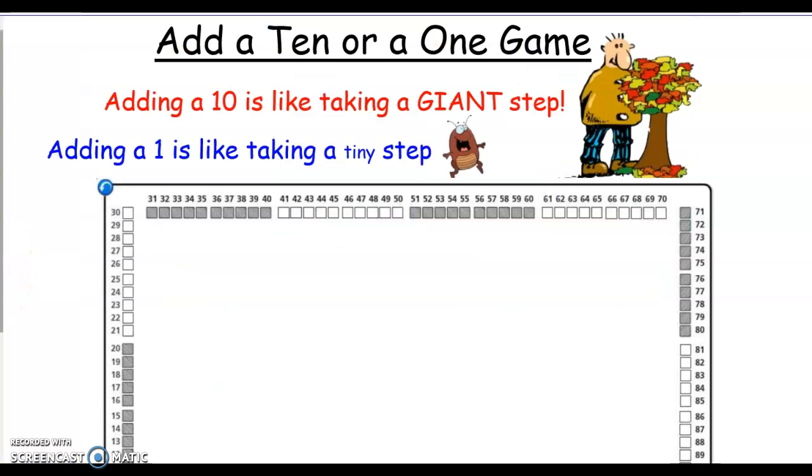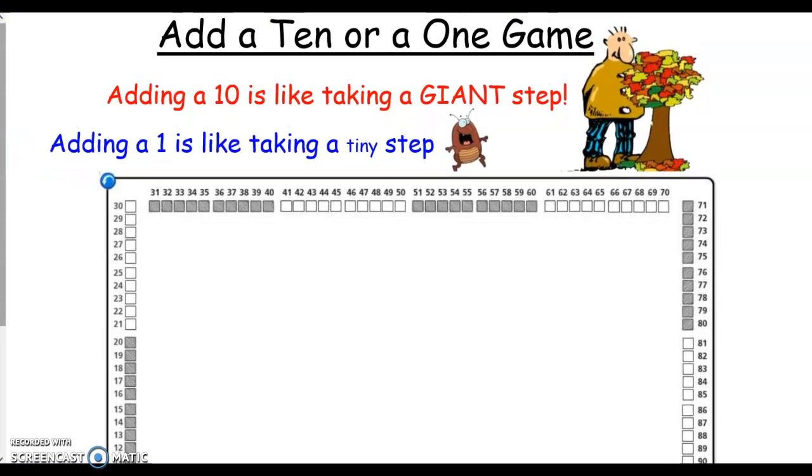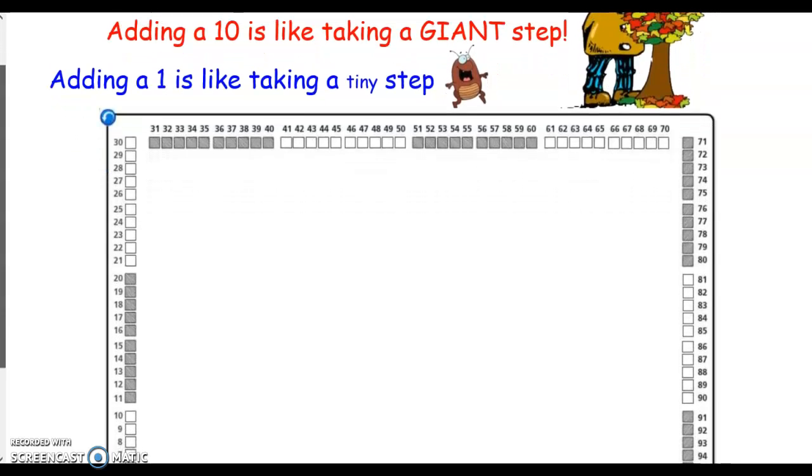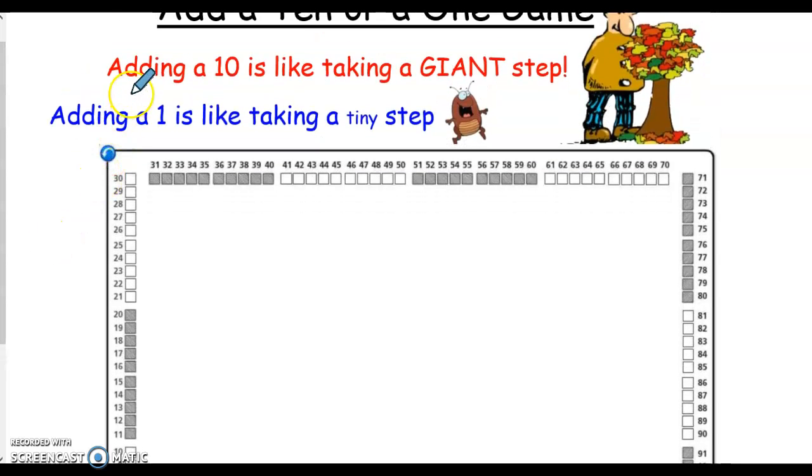Okay. If you have your math board with you, there is a game that you can play about adding tens or ones. It's very similar to the ant game we played the other day. Your homework helper can choose any number to start at, and then you're going to add 1 or add 10. Okay, when we add 10, it's a giant step. I want to show you an example.